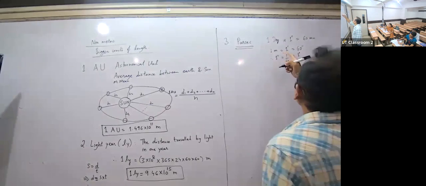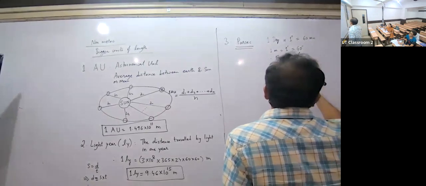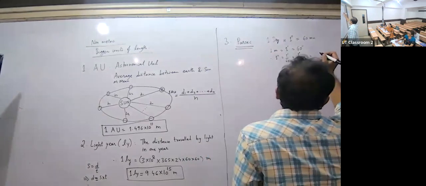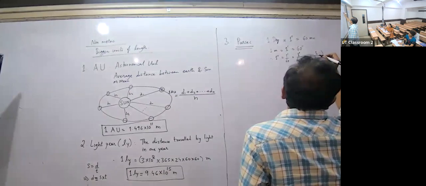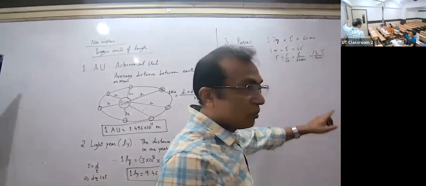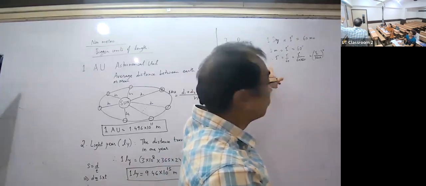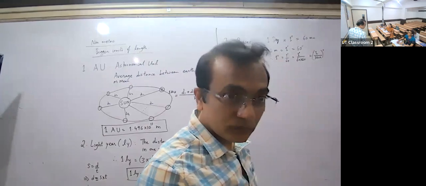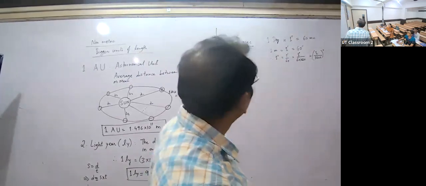So 60 into 60. When you take 1 divided by 3600 of a degree, you make 3600 parts of 1 degree. That one part is called 1 second. So it's a very small angle. Is this clear? Then what is a parsec?